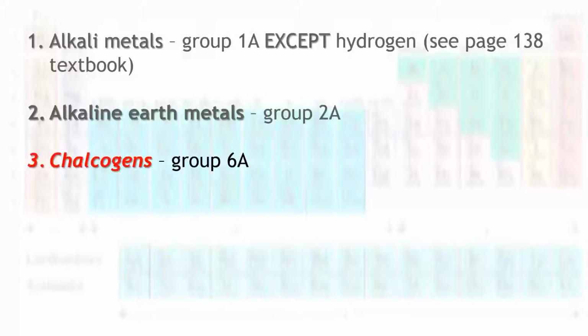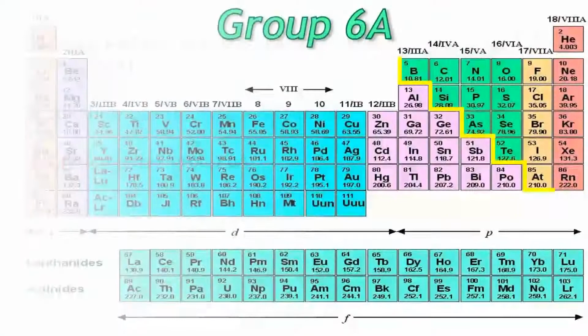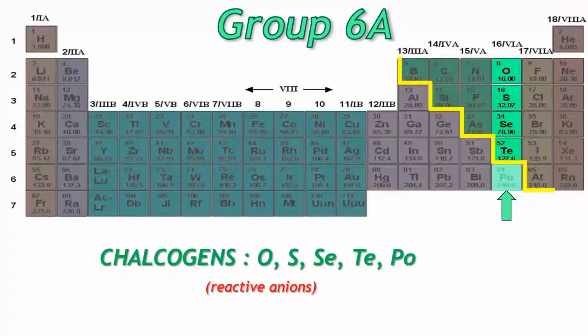We'll now skip to the opposite side of the periodic table. On the other side of the stair-step line, we're going to have group 6A, the chalcogens. Group 6A is mostly shown here in green. It includes oxygen, sulfur, selenium, tellurium, and polonium. These are anions with an overall negative charge, -2.